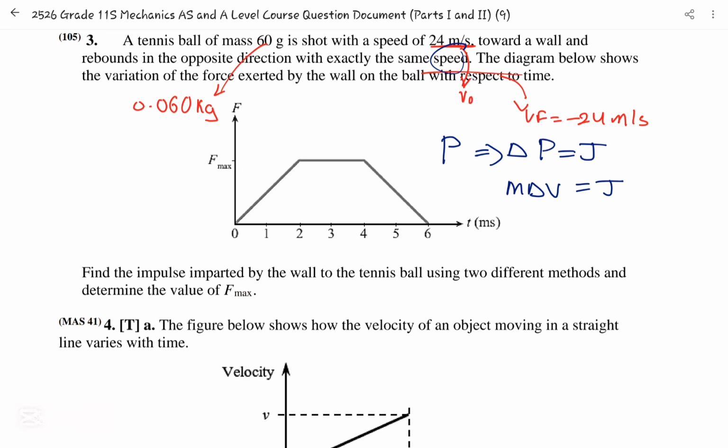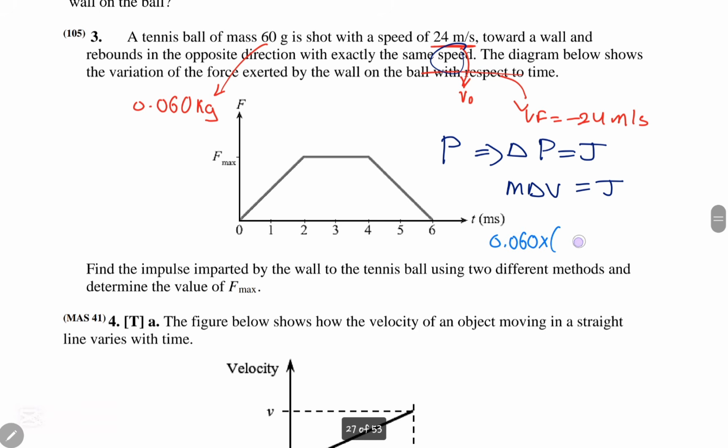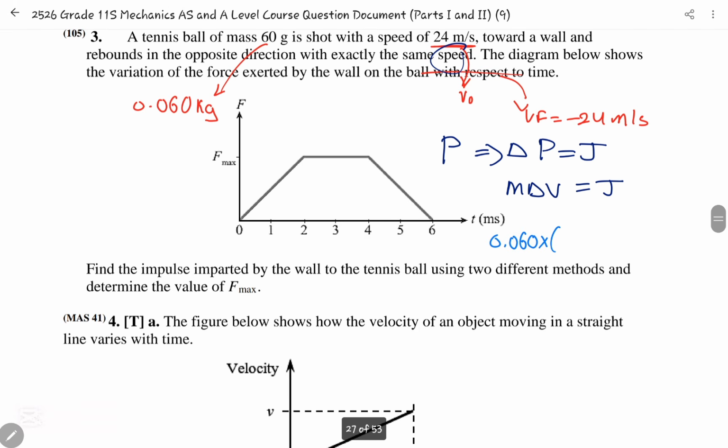So we have the mass, which is 0.060, times the change in speed, so -24. You know what they're doing? They're taking the initial direction to be negative. So if this was -24, then this would be +24. So then it's 24 minus -24. So then you have 0.06 times 48, which will give you an answer of 2.88 kg times meter per second. Okay, this is the impulse unit.